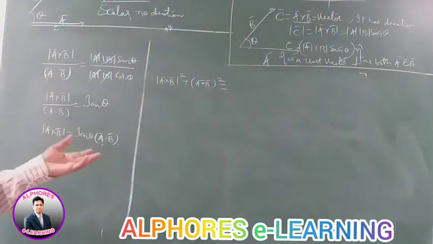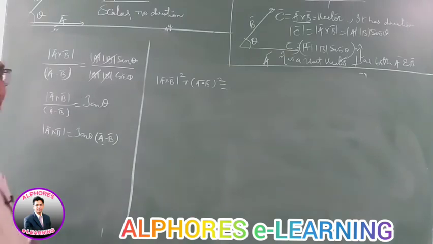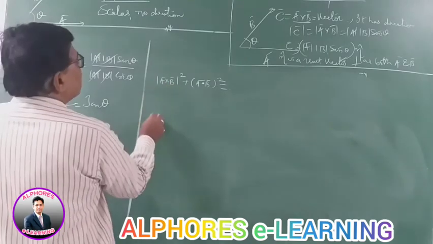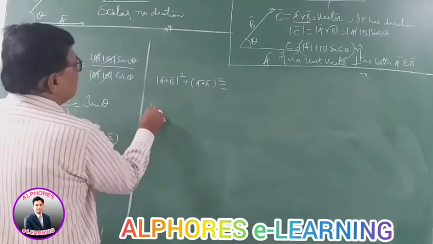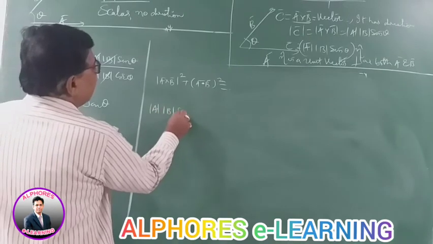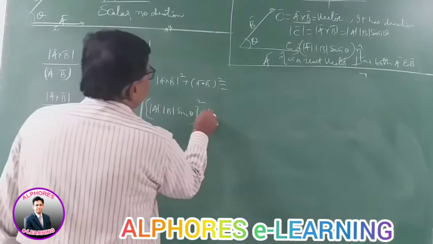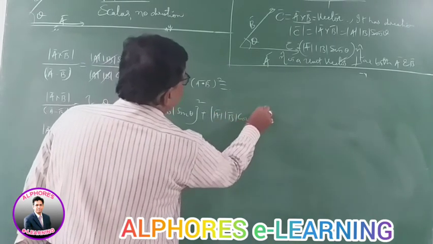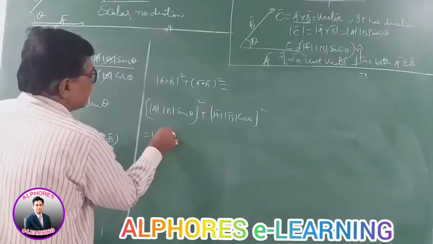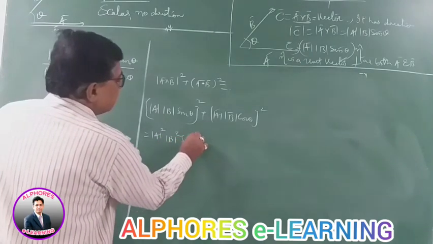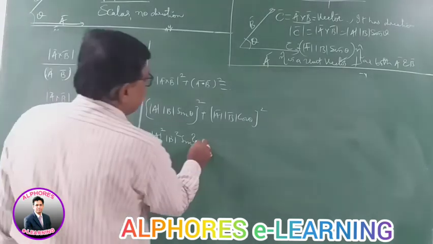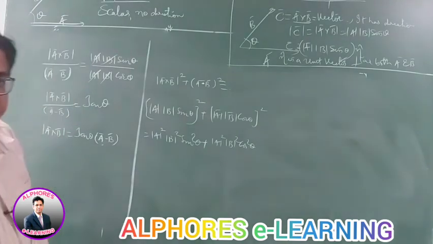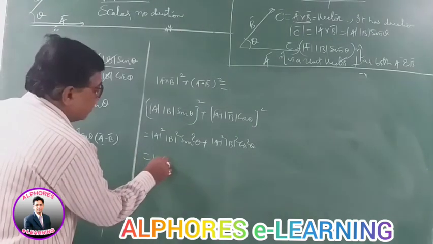Right? The combined rule for A cross B and A dot B whole square. Mod A cross B whole square and mod A dot B whole square. Well, mod A cross B whole square, if I expand this, it's mod A mod B sin theta whole square plus mod A mod B cos theta whole square. So this is mod A square mod B square sin square theta plus mod A square mod B square cos square theta.